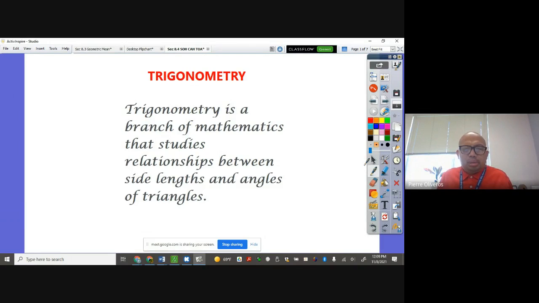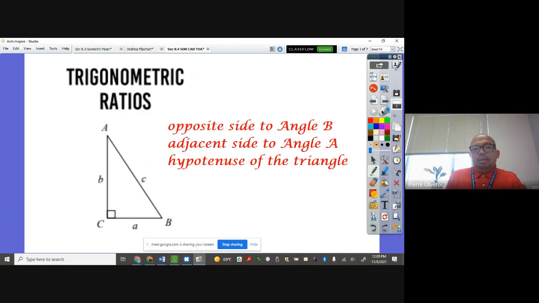But what's trigonometry? Trigonometry is a branch of mathematics that studies the relationship between the side lengths and angles of a triangle. So, in a triangle, we have three sides and three angles. Every side or angle of a triangle has a relationship that impacts the side length or the other part of the angles.